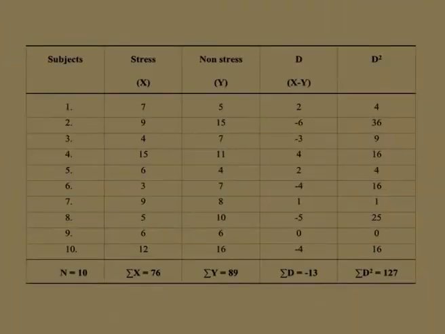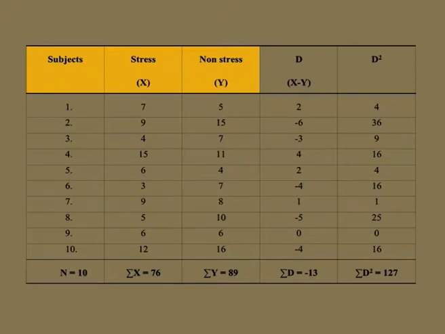To quickly explain the labels for the columns in the table, the first column labeled subjects shows you that there were 10 subjects in this design. The second column, stress, given by the capital X letter, shows you the scores of the 10 subjects on the mathematical test in the stress condition. The third column, labeled non-stress, denoted by the symbol capital Y, shows you the scores of the same subjects on the repeated mathematical test under the non-stress condition.